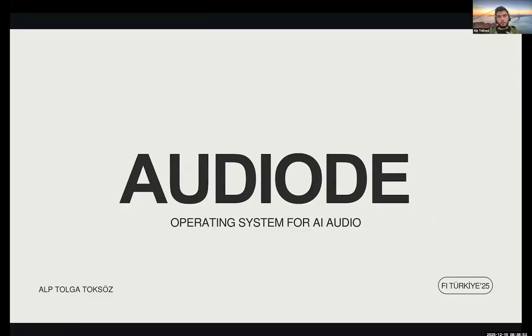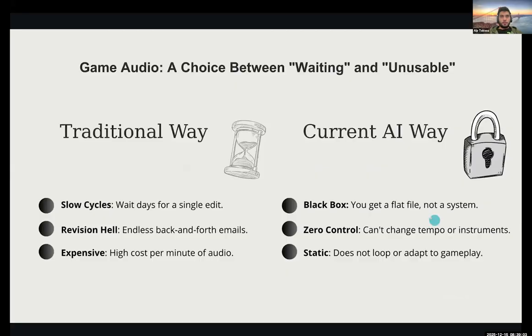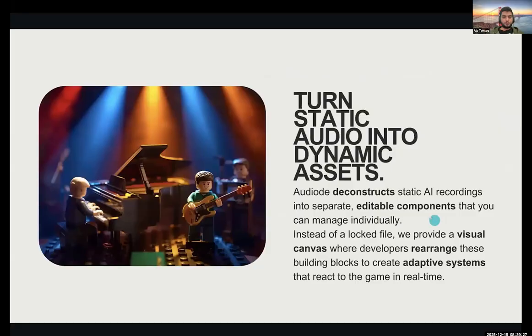Yes, hello everyone, I'm Alp and today I'm going to show you the operating system we are building for the third wave of generative AI. It's Audiot. There is a massive contradiction in the gaming world today. While graphics and physics are real-time and dynamic, audio is still stuck in the past. If you are a developer today, your audio files are static and locked. If the game tempo changes, the music doesn't. If you need a single edit, you wait for days. Simply put, audio cannot keep up with the speed of modern games.